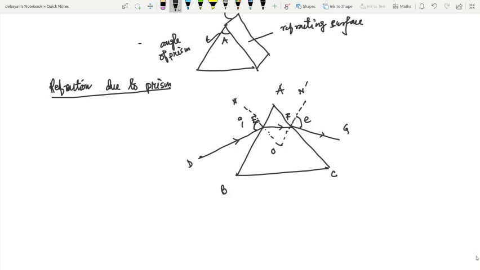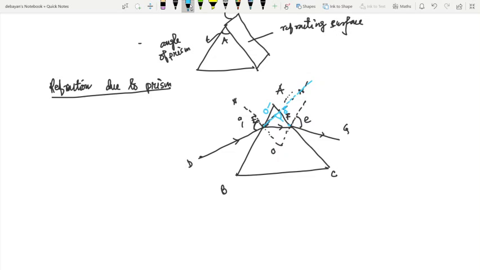That means if we move it backward like that, the incident ray will meet at some point called O prime, and the angle between the emergent ray and the incident ray is called the angle of deviation, and that is denoted by delta, as we know.